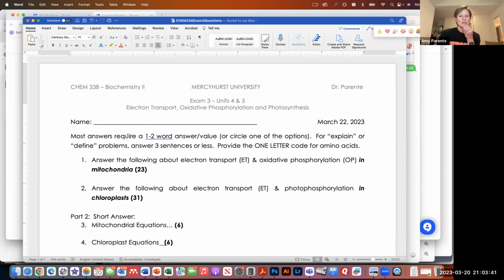There's a laundry list of questions about electron transport and oxidative phosphorylation in mitochondria. And then there's a laundry list about electron transport and photophosphorylation in chloroplasts. That is about half of your exam. So think about questions like, who is the final electron acceptor in mitochondria? What is the enzyme responsible for carbon fixation in the Calvin cycle? Thinking about one-word answers for those things. So about half of your exam is that.